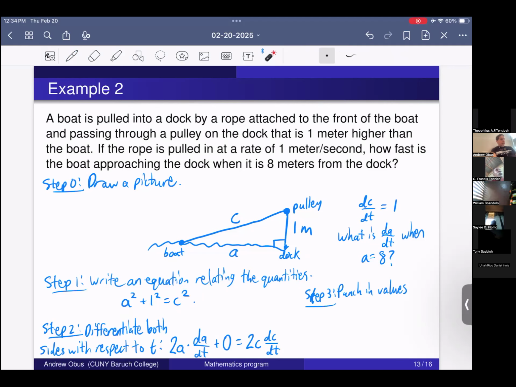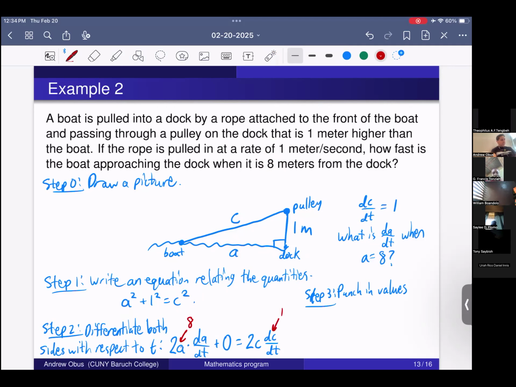Right, so the question says, how fast is the boat approaching the dock when it's 8 meters from the dock? What we care about is that a is going to be equal to 8, so we're going to punch in 8 for a. We know that dc/dt is 1 meter per second. This is given to us.